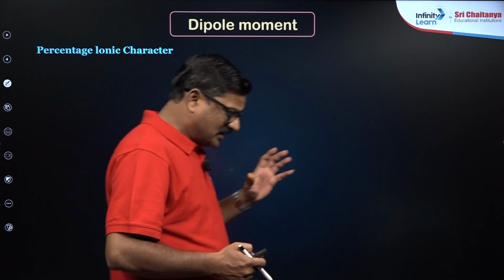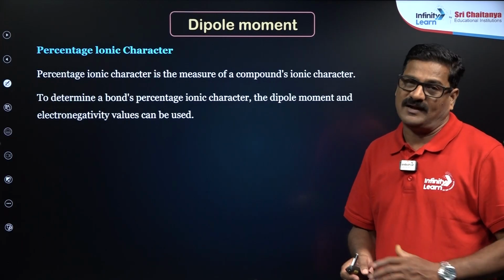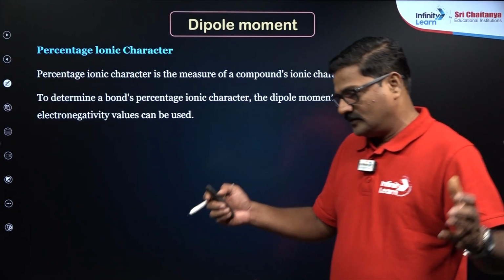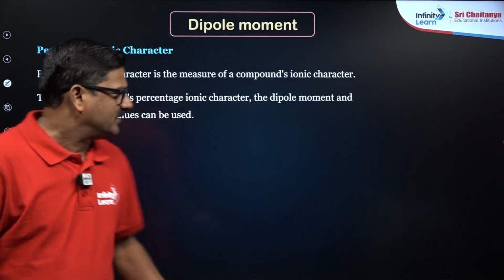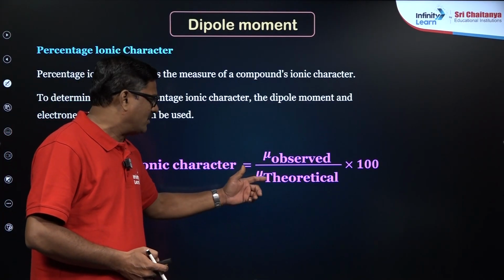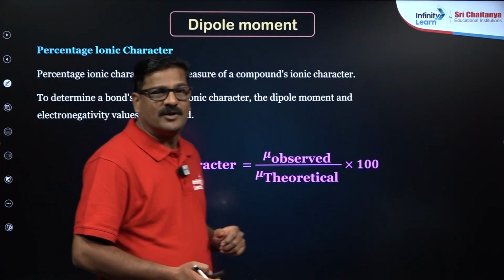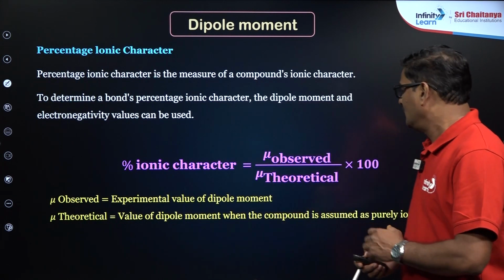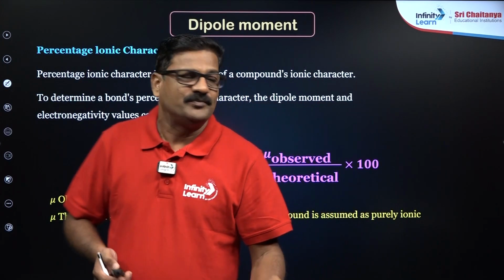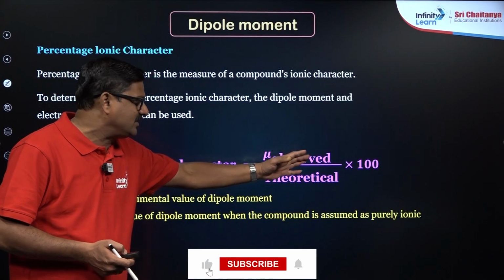And also the percentage of ionic character can be calculated based on dipole moment and the difference in electronegativity. It's a simple trick I just want to give you: the percentage of ionic character can be calculated by taking the observed dipole moment upon theoretical dipole moment into 100. So what is the observed dipole moment? That is experimentally identified. What is the theoretical? That is what we expect, you can calculate it. So I can say experimental dipole moment upon calculated dipole moment into 100.